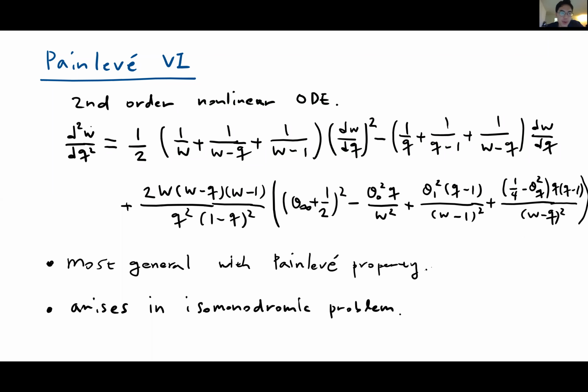And historically, how did it come out? It came out in the classification of second-order nonlinear ordinary differential equations that have a certain property, called the Painlevé property. And this Painlevé VI turned out to be the most general one among those second-order differential equations with the Painlevé property. But I will not even mention what the Painlevé property is. It's about certain behavior of the singularity of the solution w of q. I'm just saying it's historically how it came out.